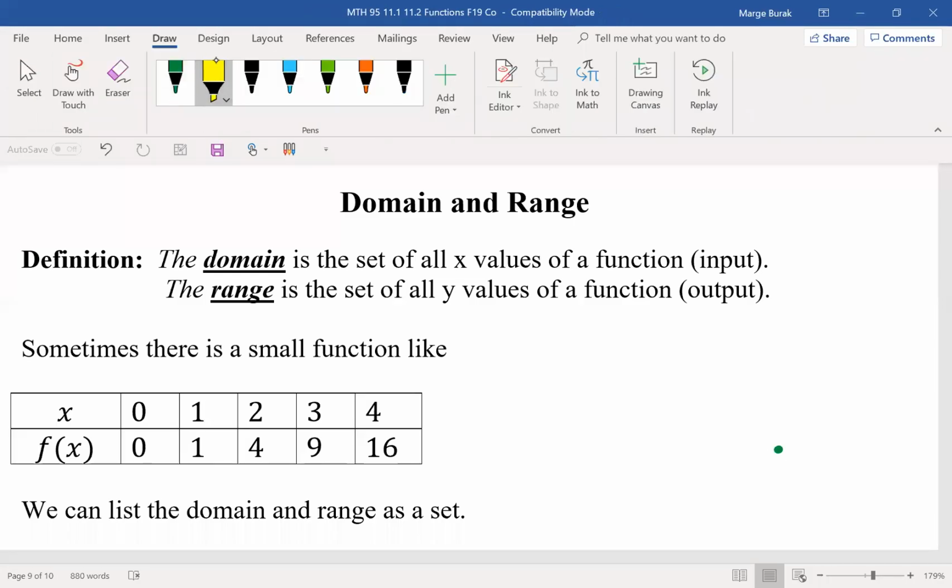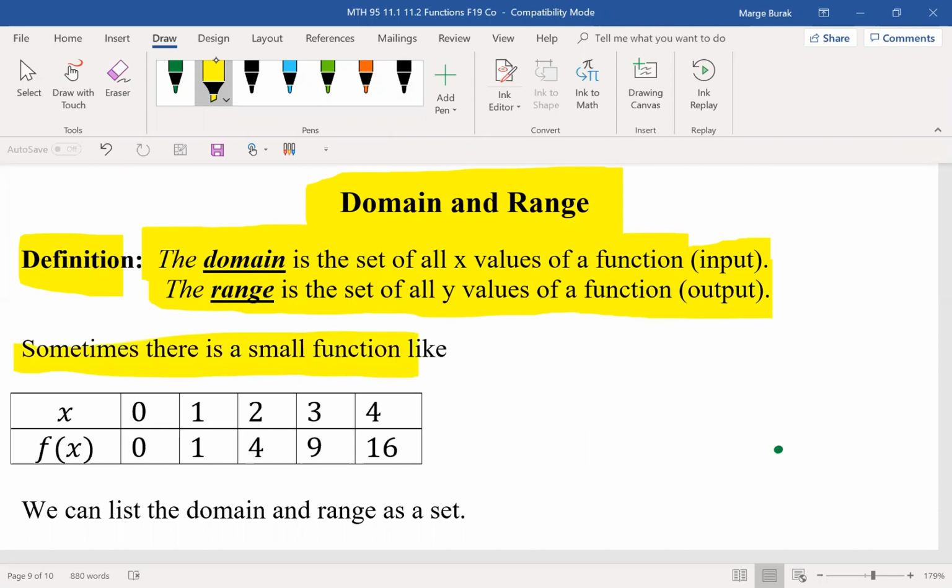Okay, let's talk about the domain and the range of a function. So, definition: the domain is the set of all x values of a function. We call that the input. And the range is the set of all the y values of a function, and we call that the output.